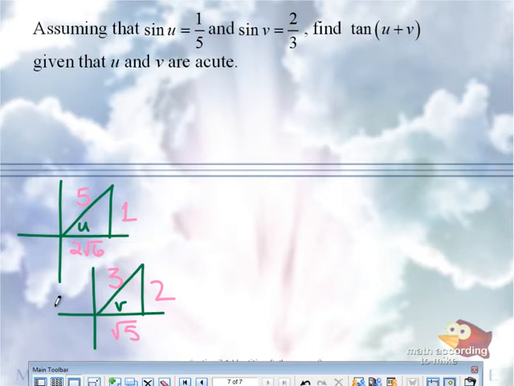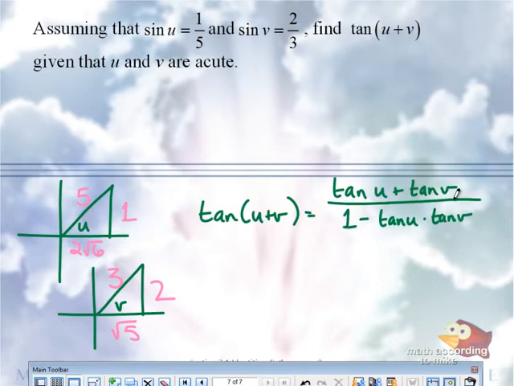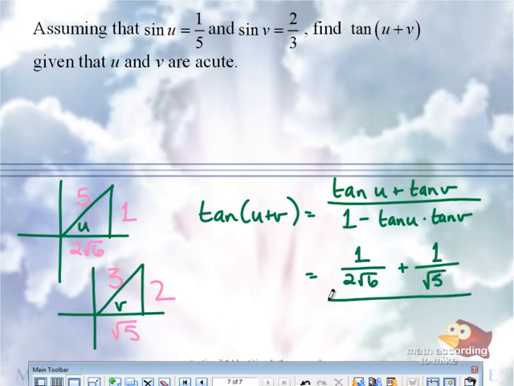So, since we're trying to find the tangent of u plus v, looking at these pictures, what is the tangent of u? Good. So now we just fill in the numbers. Someone else, looking at the pictures, what's the tangent of v? Close. Over. Oh, that should be 2 over square root of 5. I apologize.